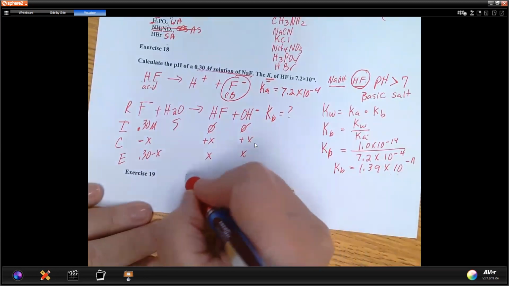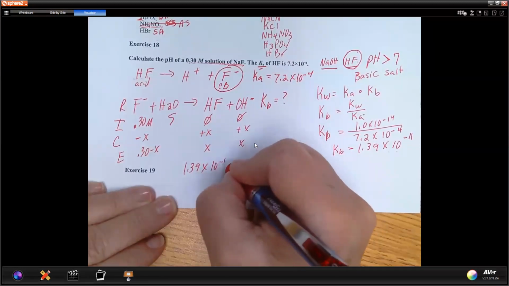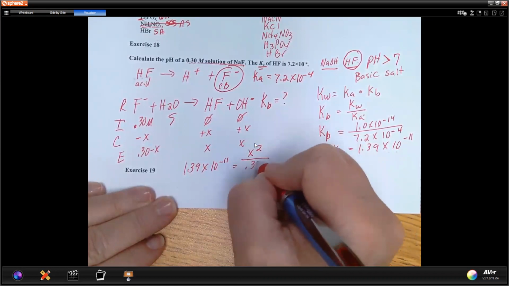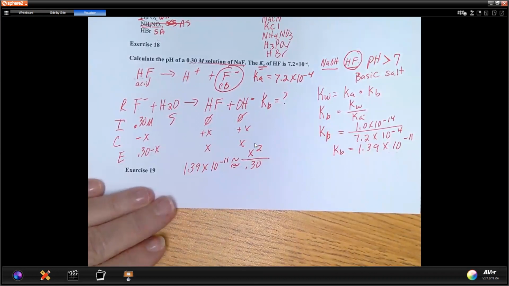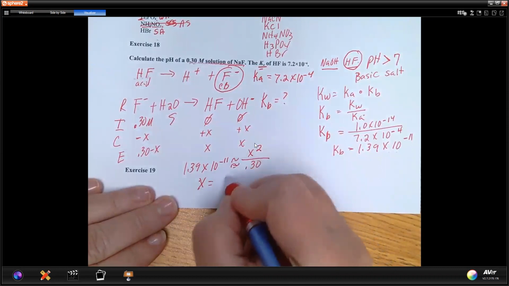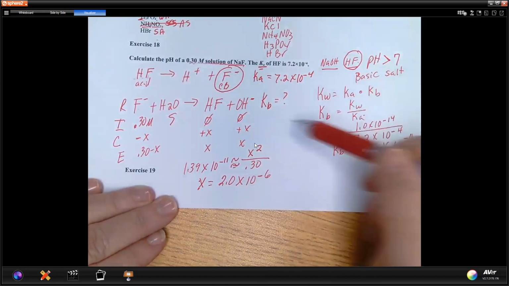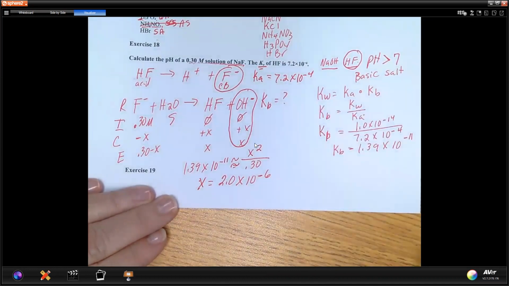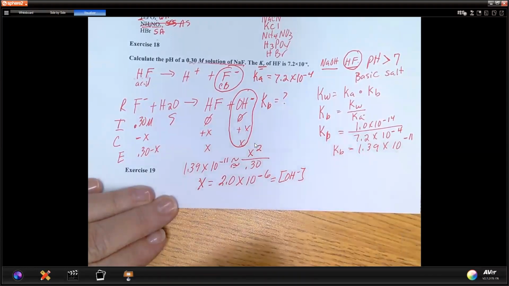So that's a Kb. So I'm going to take 1.39 times 10 to the negative 11 is going to be equal to X squared divided by 0.3. And once again, I'm going to do those little abouts so they show that I dropped my X. And when I solve for that, I get X is equal to 2.0 times 10 to the negative 6. Now I used a Kb, so that means I produced a base. I produced a hydroxide. So this is going to be equal to my hydroxide concentration.